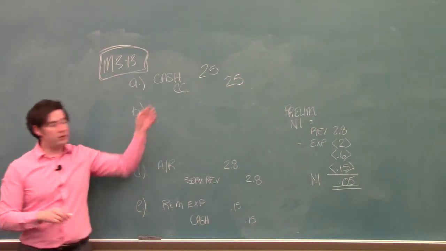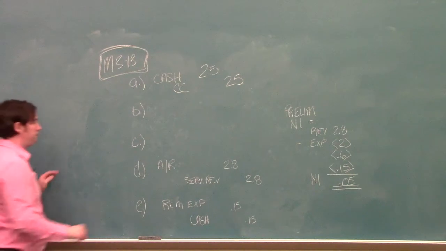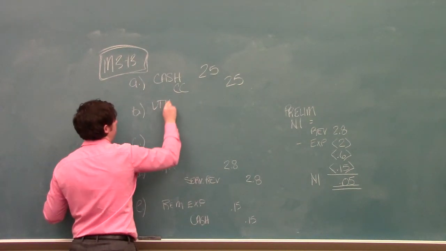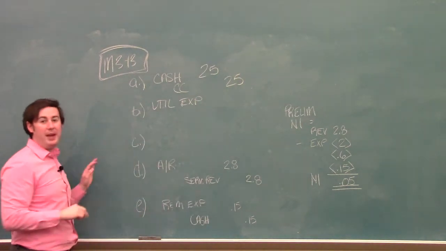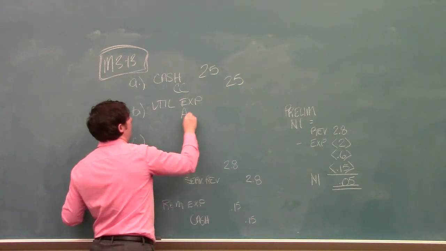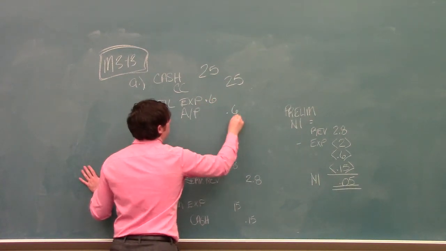So that's the first transaction. Next one, it tells us we incurred $600 of utility costs for the month and we'll pay them next month. In this instance, we debit utilities expense because we incurred an expense and we're going to pay them next month, so we'll credit accounts payable. I believe it said we did 600, so we'll do 0.6 here.